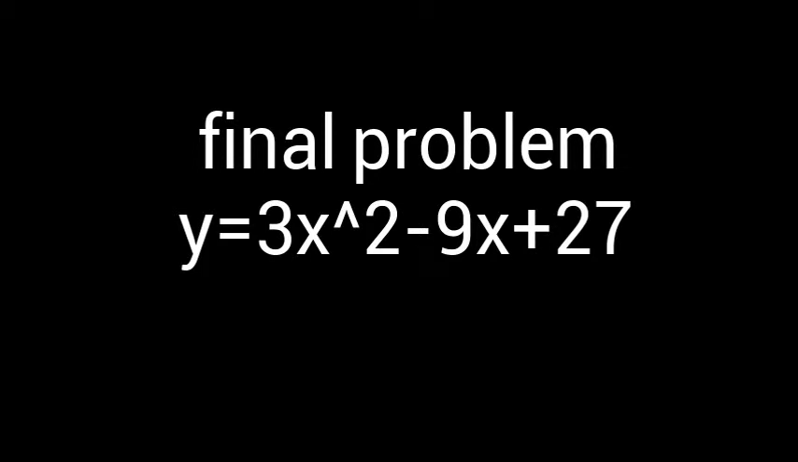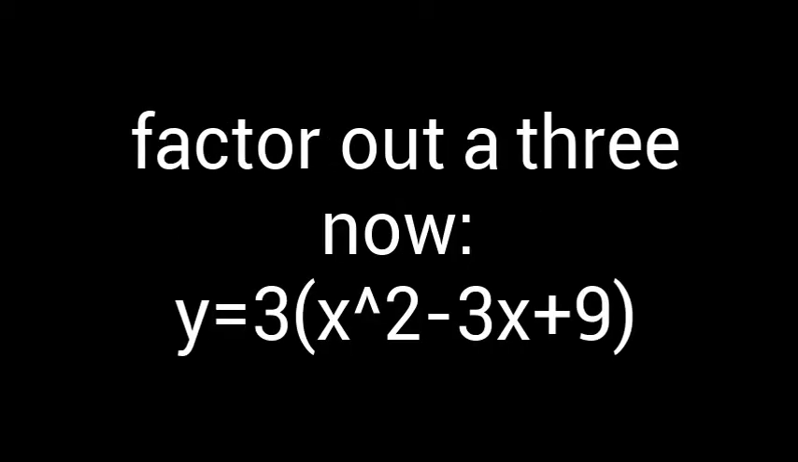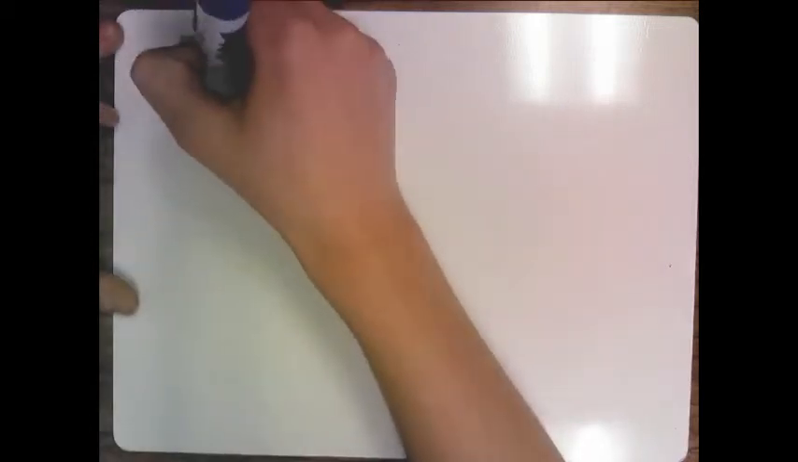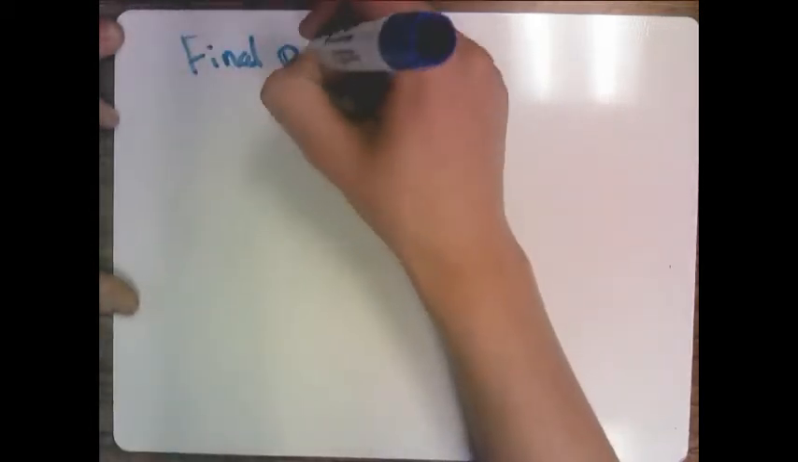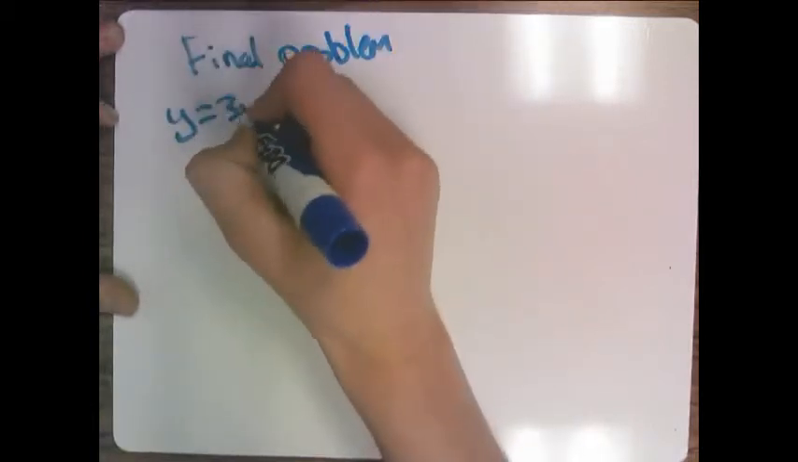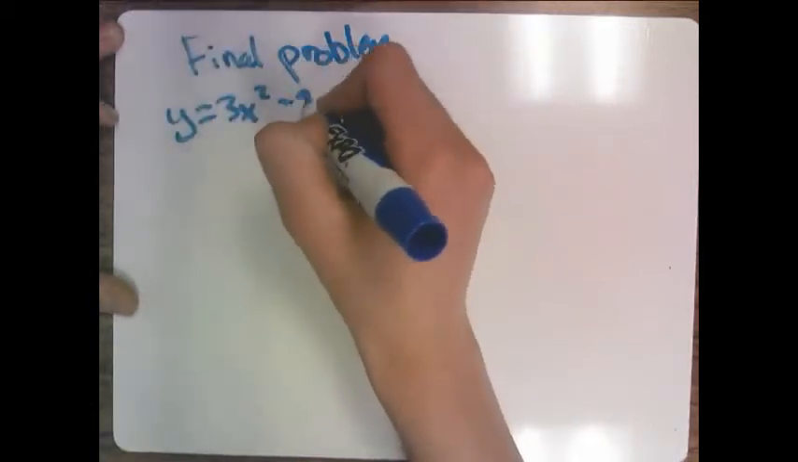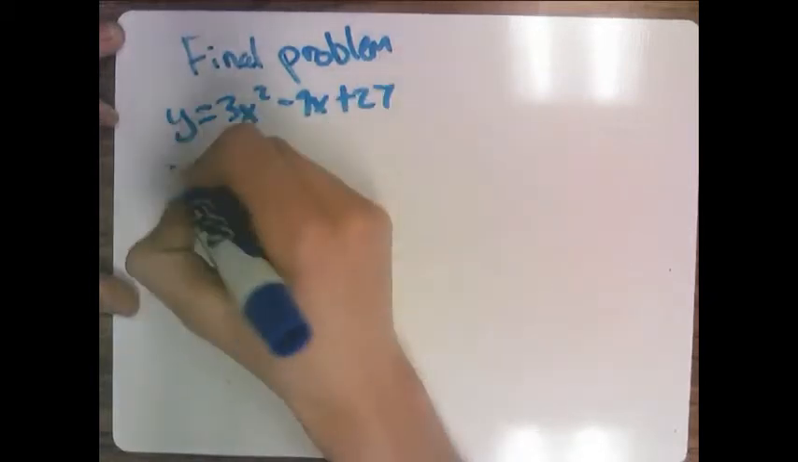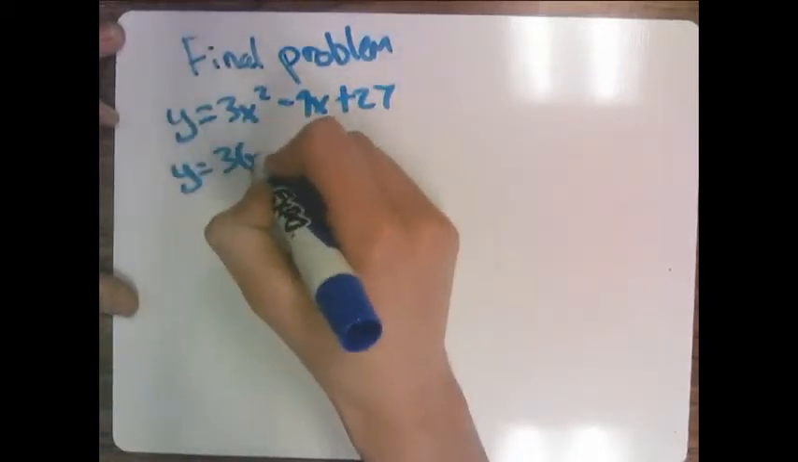Our final problem is y equals 3x squared minus 9x plus 27. Factor out a 3 because that is the greatest common factor. So we have y equals 3 times the quantity of x squared minus 3x plus 9. We write this down as our new equation. Then make sure you factor out that 3.